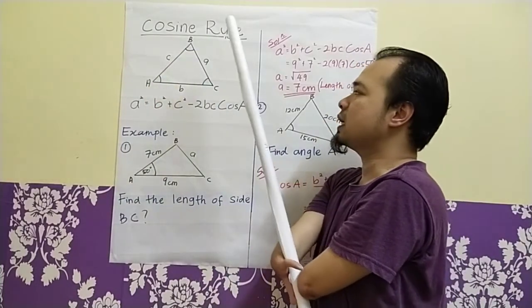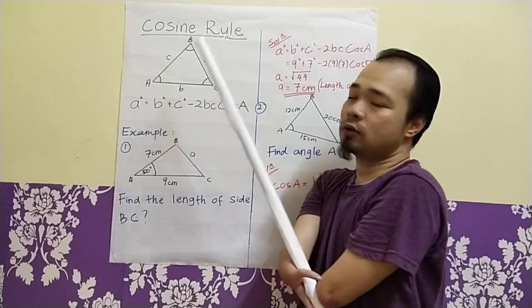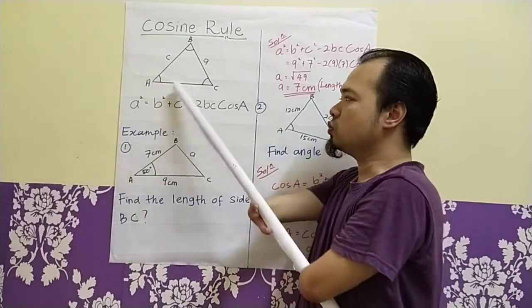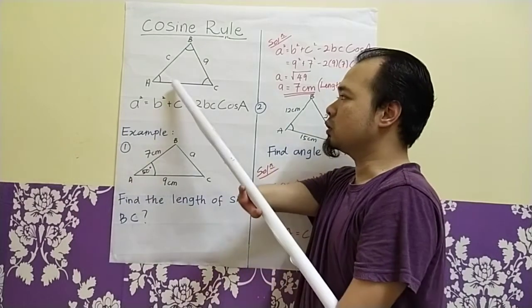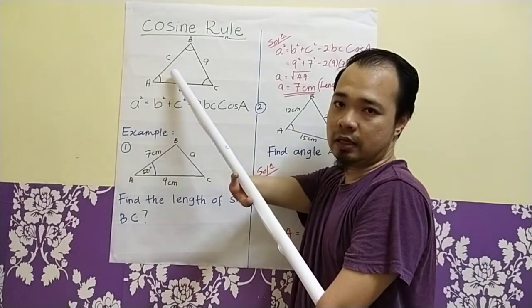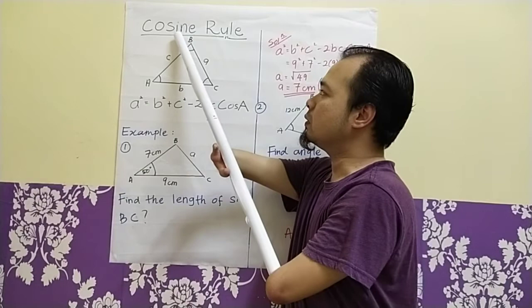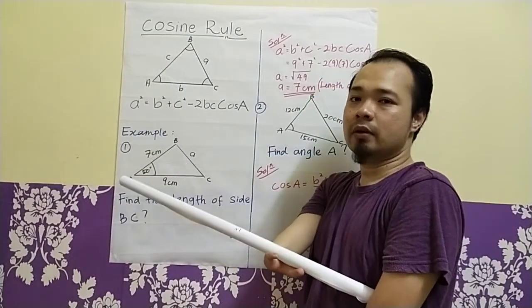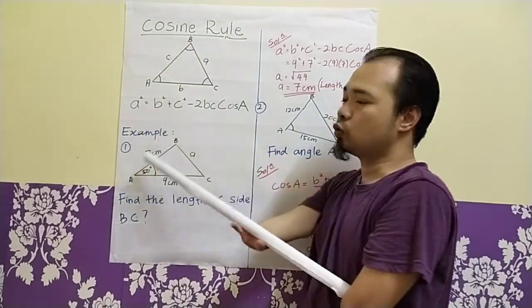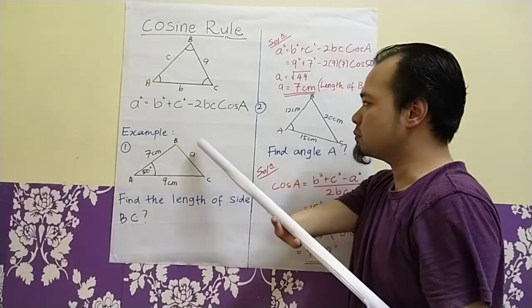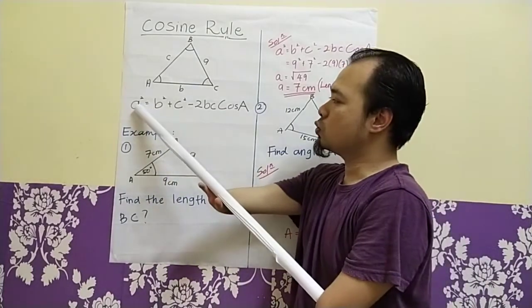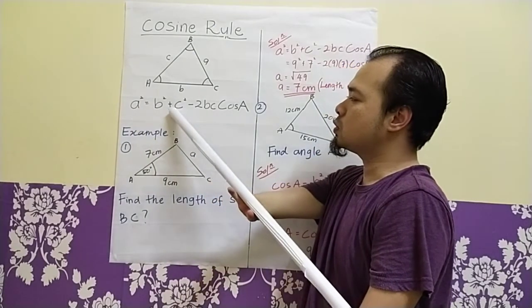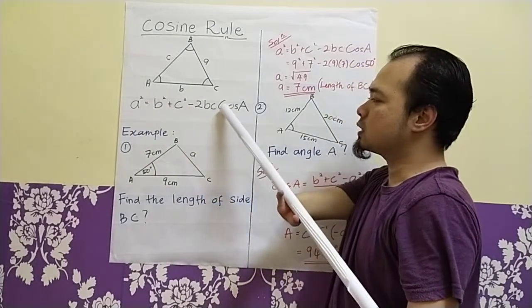For this non-right angle triangle, as I told you in the class, we cannot use sine, cosine, and tangent in order to find the angle and the side. However, there is another rule that we can apply. We call it the cosine rule. Before you proceed to the example, this is the formula that you need to know: a square equals b square plus c square minus 2bc cosine A.